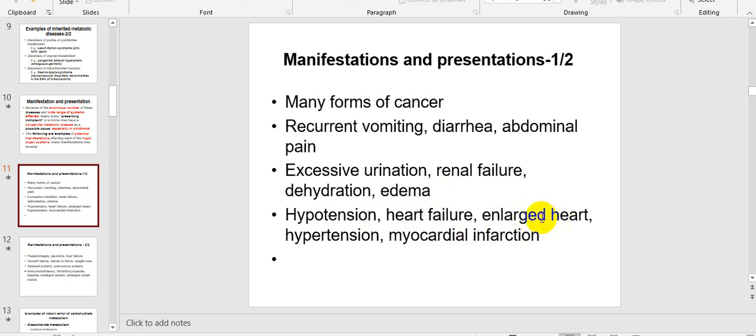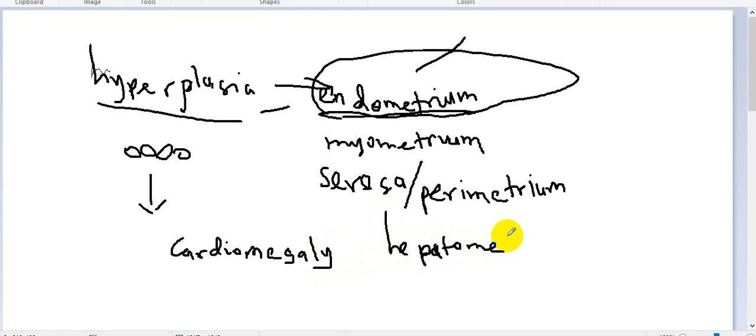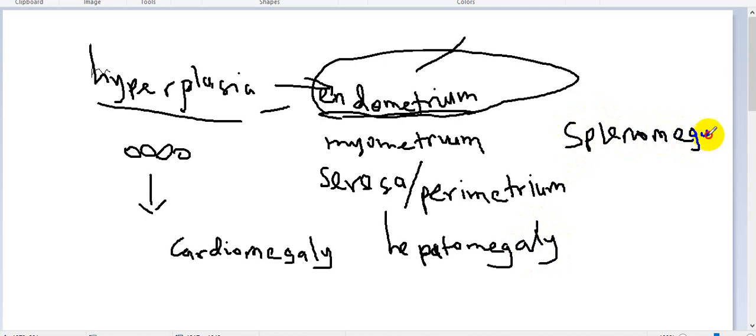Enlarged heart is also called cardiomegaly. Whenever you hear cardio, it means heart, and megaly is enlargement. So for any organ, if you say hepatomegaly, whenever you hear hepato or hepatic, it is the liver. So hepatomegaly is enlargement of the liver. Whenever you hear spleno, it is the spleen. So splenomegaly is an enlargement of the spleen. Like I said, anytime you hear megaly, it is enlargement.